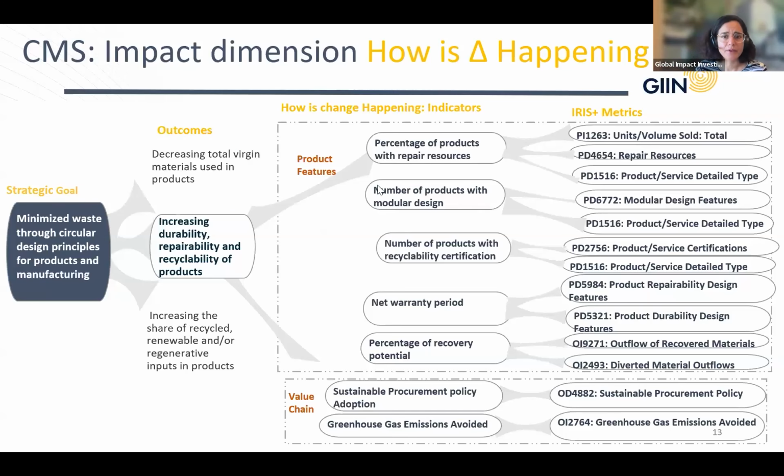So, for example, you may be focused on increasing the products with repair resources, because if you have repair resources, you're supporting extended lifetimes, or increasing the number of products with modular design, or with recyclability certifications, or with extended warranties.